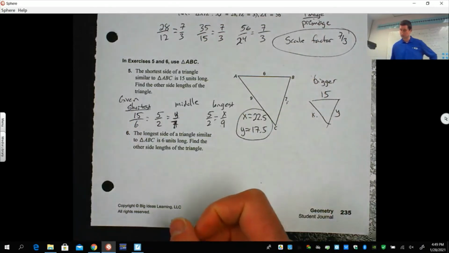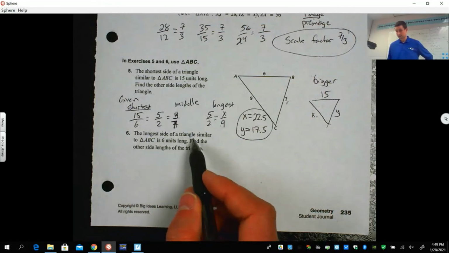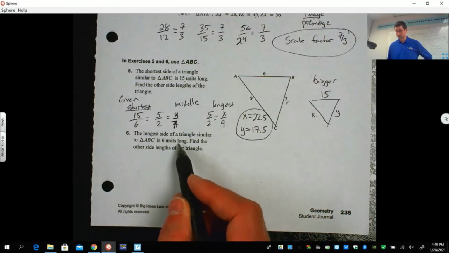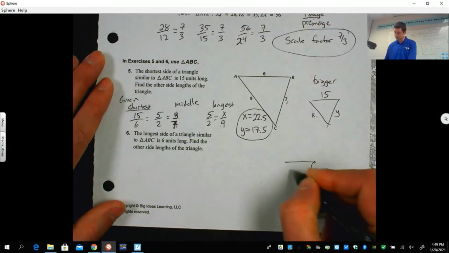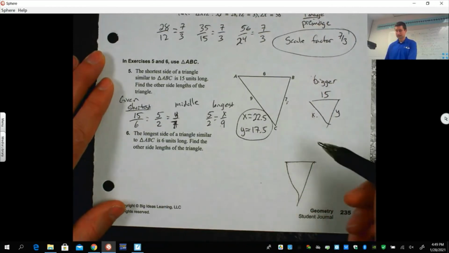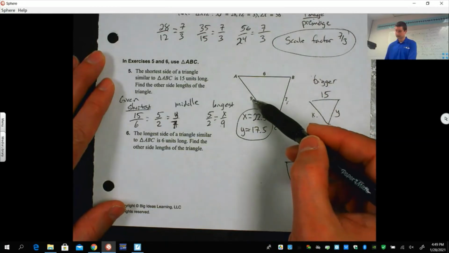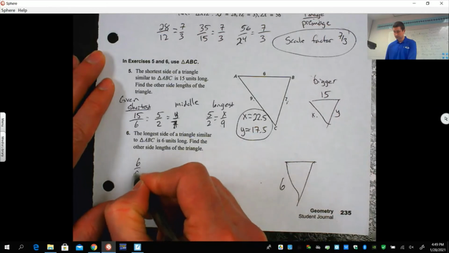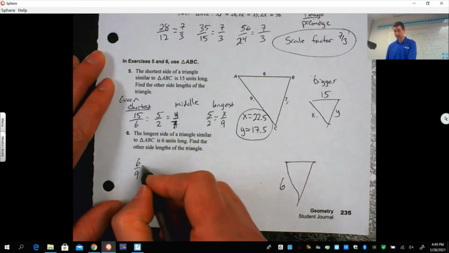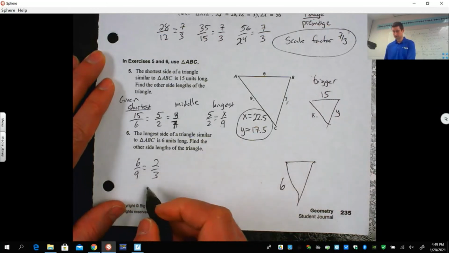Question 6 is kind of similar. The longest side of a triangle similar to this is 6 units long. Find the other side lengths of the triangle. So again, we have a triangle. The longest side is 6. So here, that 9 is the longest side, so it's going to correspond to that. So 6 over 9 is going to be our given. So our scale factor is 2/3.